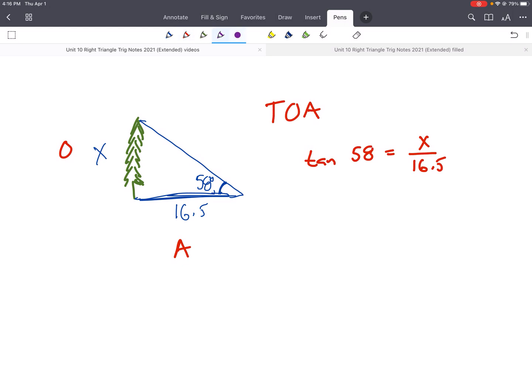Okay, we need to get x by itself. So we'll need to multiply both sides by 16.5. And now we have x by itself. We'll plug that into our calculator, and we'll end up getting x is approximately equal to 26.21 feet.